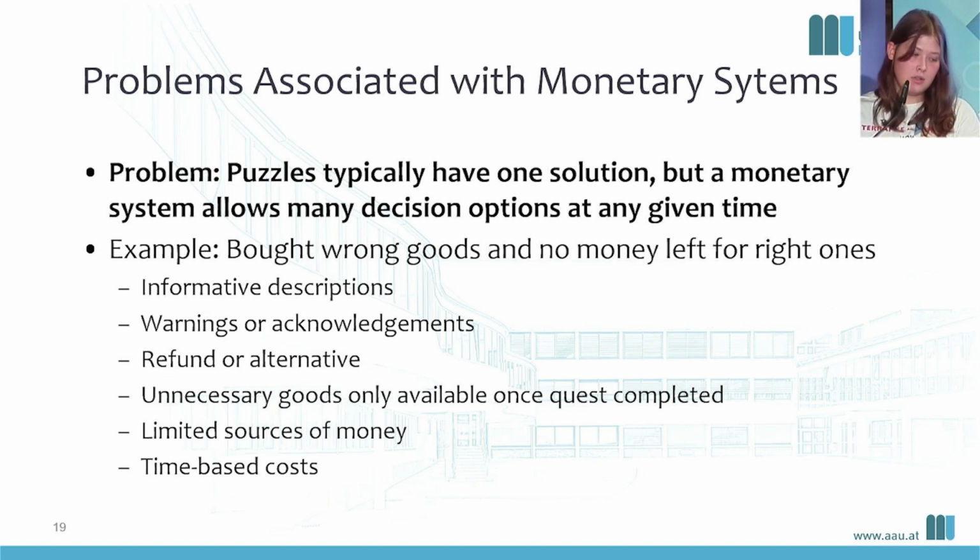We could only include the necessary goods and the unnecessary goods only once the quest is completed. Also, we could just limit the source of money or make it a time-based cost, which means the item will be maybe more expensive, but then over time it will become cheaper, or vice versa.